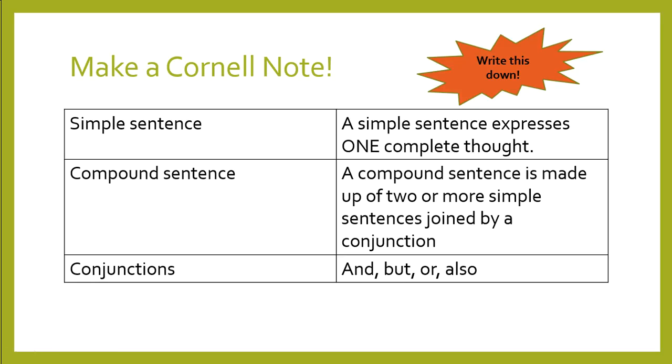The next thing you need to copy down is compound sentence. A compound sentence is made up of two or more simple sentences joined by a conjunction. And what is a conjunction, you might ask? Well, a conjunction is a word that links two simple sentences together.